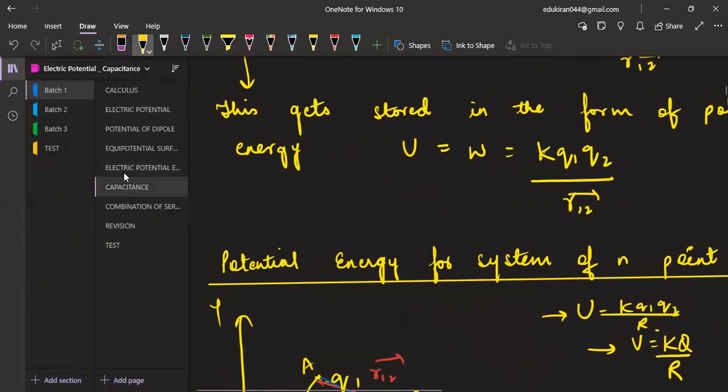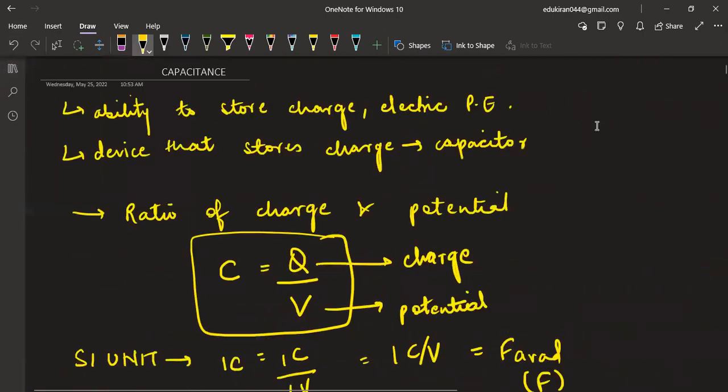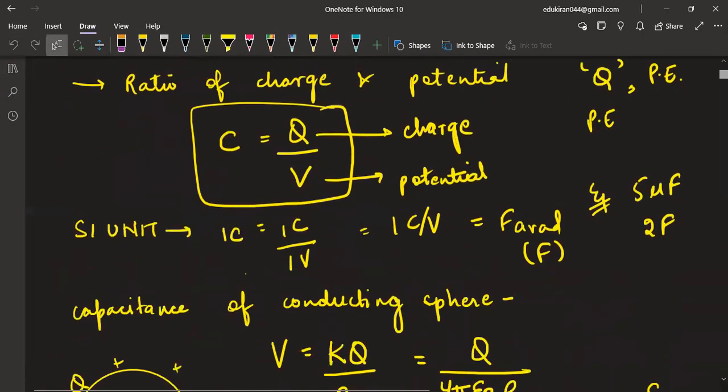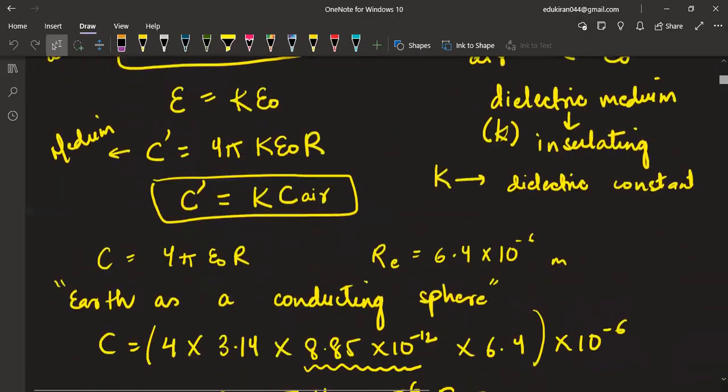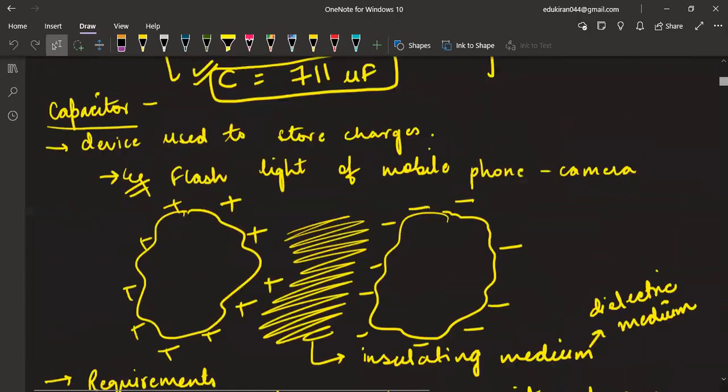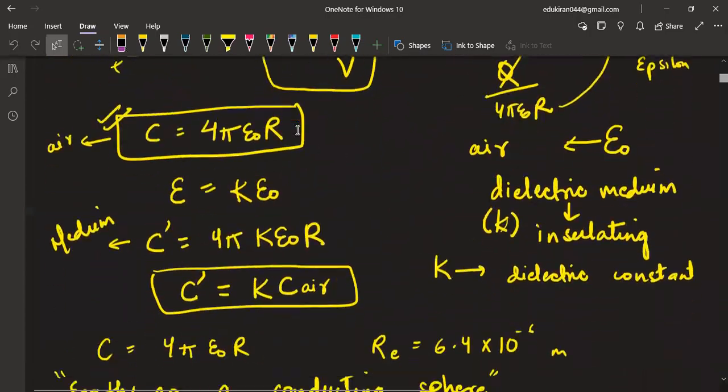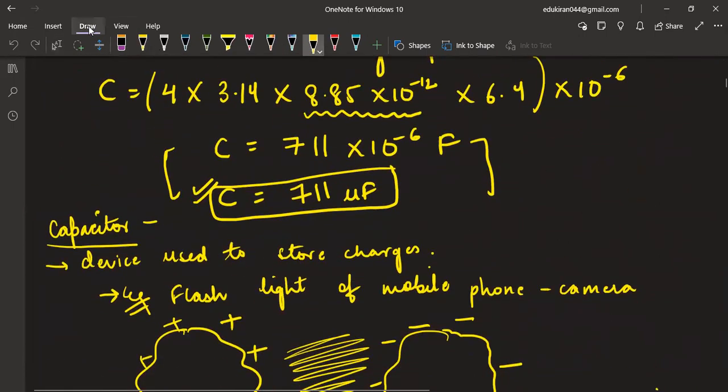Then capacitance. In capacitance, you have this basic formula everyone does well. Spherical capacitance, do remember 4 pi epsilon naught r. Do remember the value for Earth, 711 microfarad.